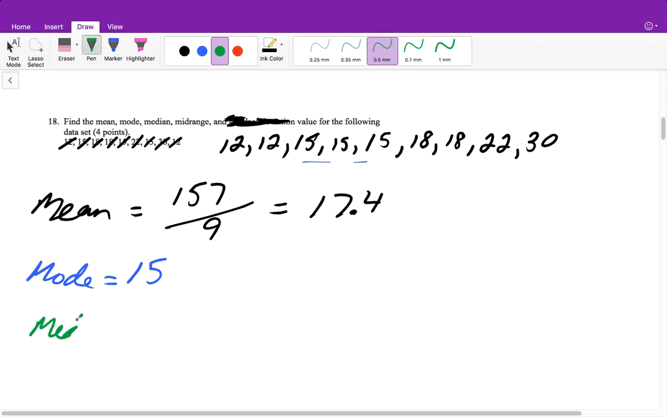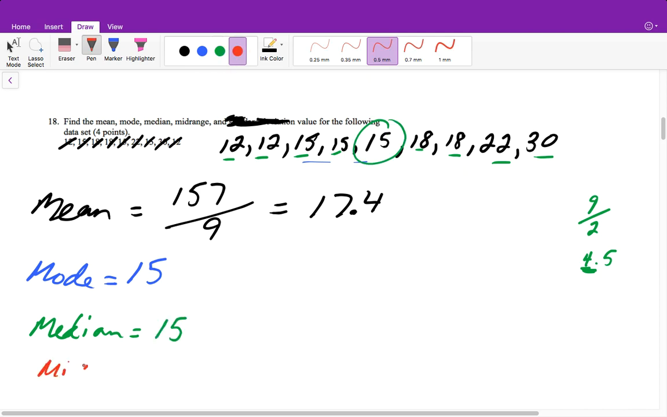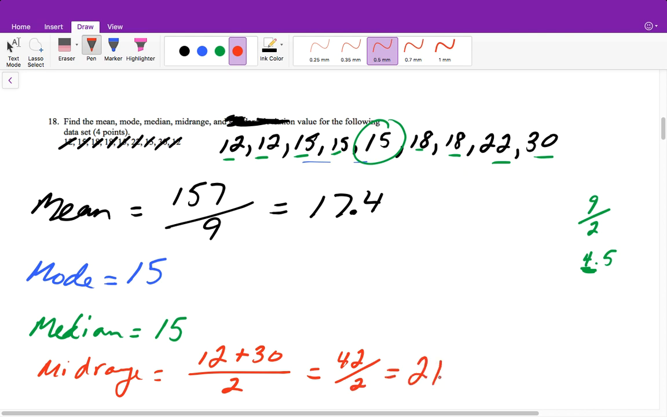Our median, after we go ahead and put these in the correct order, we need to figure out, well, we have 9 of them. So since we have an odd number, we do 9 divided by 2, which is 4.5. So that means we need to have 4 on each side. So 1, 2, 3, 4, 1, 2, 3, 4. So that means 15 will be our median. And then our last one, our mid-range. For this one, we take our smallest number, which is 12, and our largest number, which is 30. We add them together and divide by 2. So 42 divided by 2 is going to be 21. So our mid-range is 21.